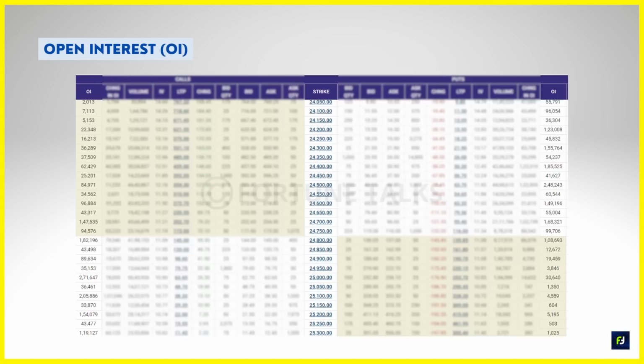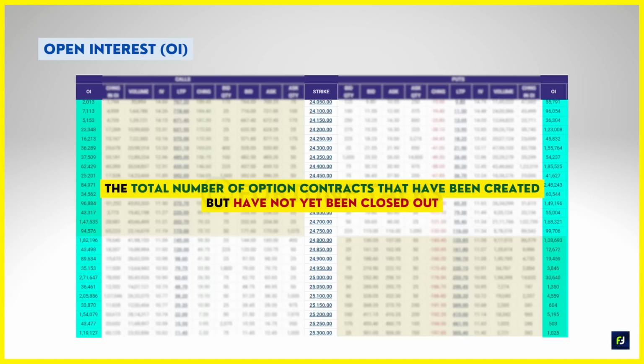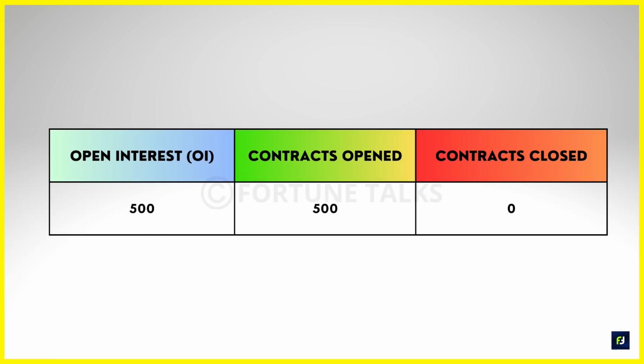Now, let's look at the most important liquidity metric in an option chain, the open interest. Listen carefully. Open interest refers to the total number of option contracts that have been created but have not been closed out yet. In other words, it refers to the total number of open option positions till date. For instance, an open interest of 500 means that there are 500 option contracts that have been created but they are yet to be closed out.